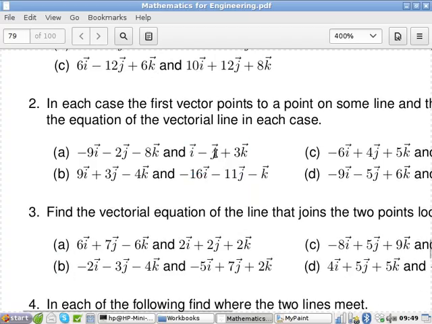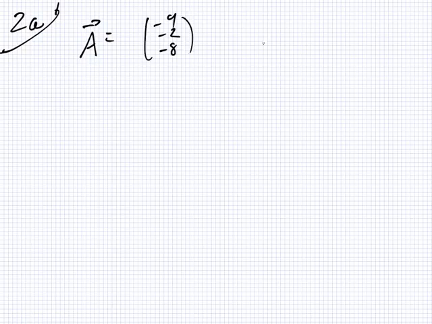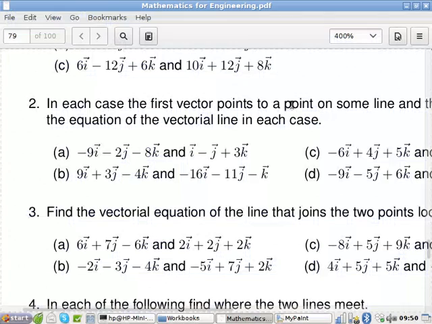But the R is the A plus TAB. You're supposed to work out T. No, just write the equation down. That's all I want you to do. Does that make sense? I just write T and then. What's the first point? -9, -2, -8, is it? Yeah. And then the second one, the AB, I've given it to you. No, 1, -1, 3.